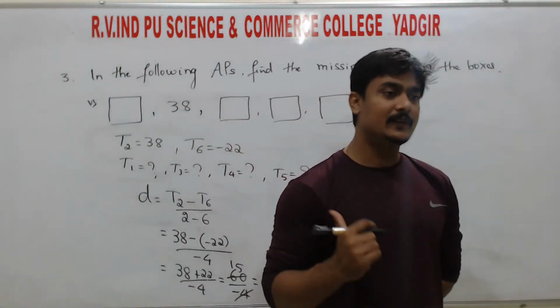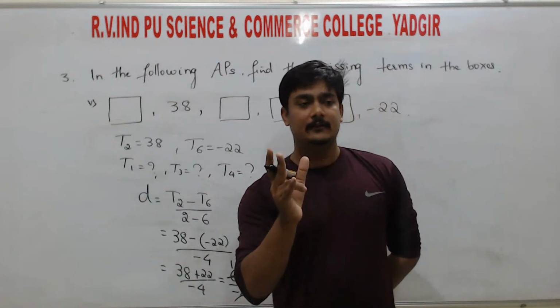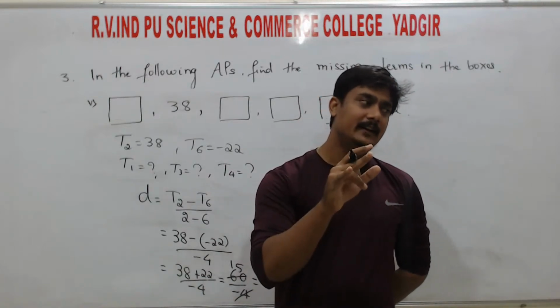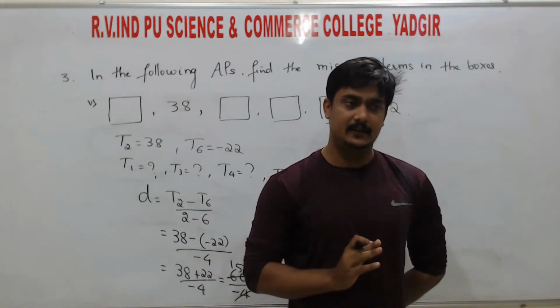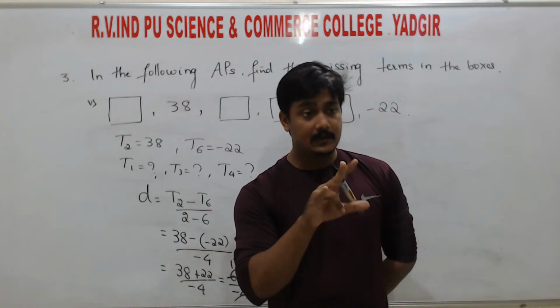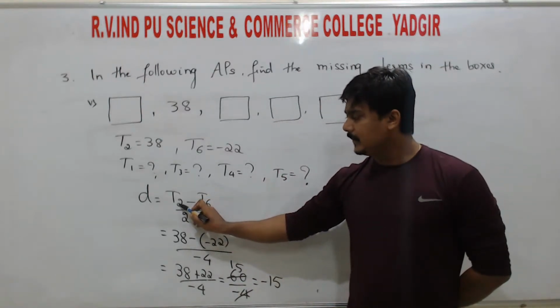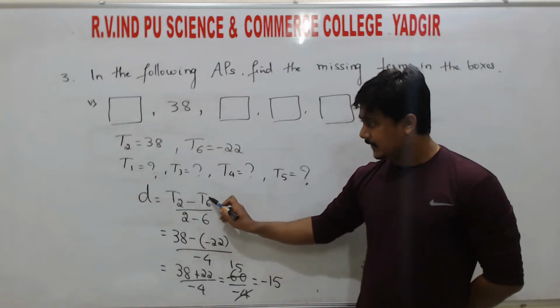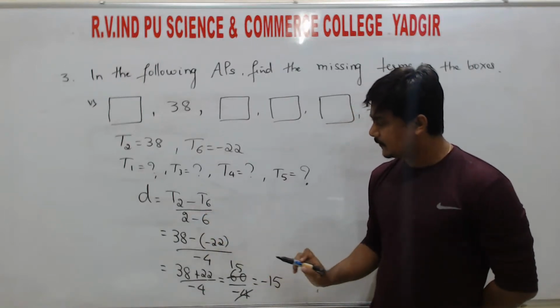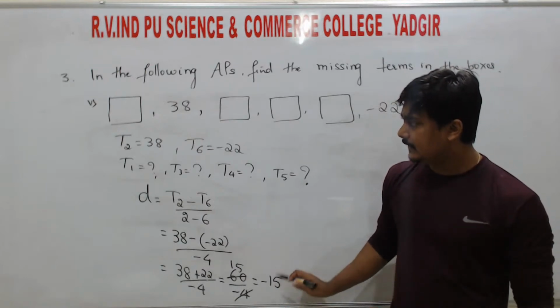Is that clear? To use this formula, when two continuous terms are given, how do we find d? Term minus its preceding term. If I do not know two continuous terms, in that case d is computed as Tp, one term, minus Tq divided by p minus q. So we get d value as finally minus 15. D is ready with us now.